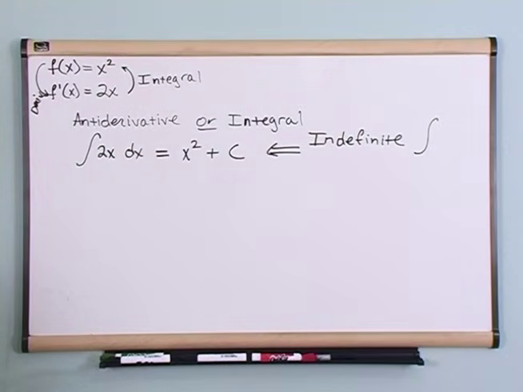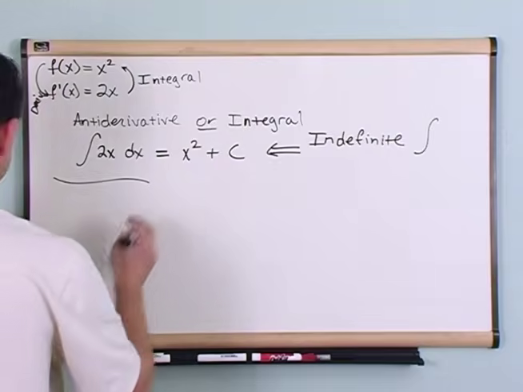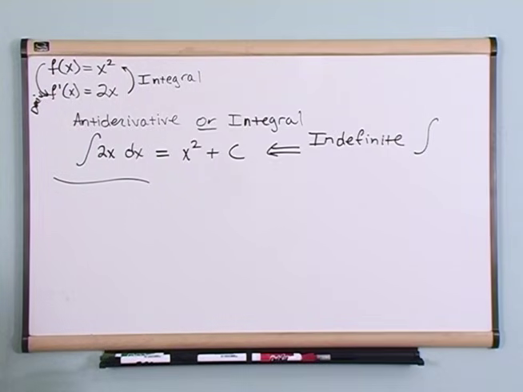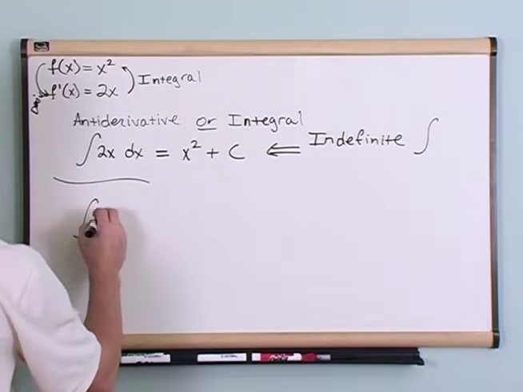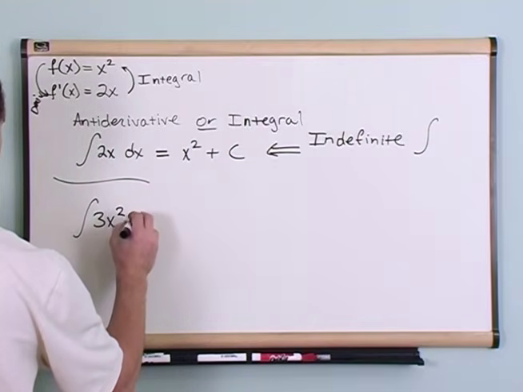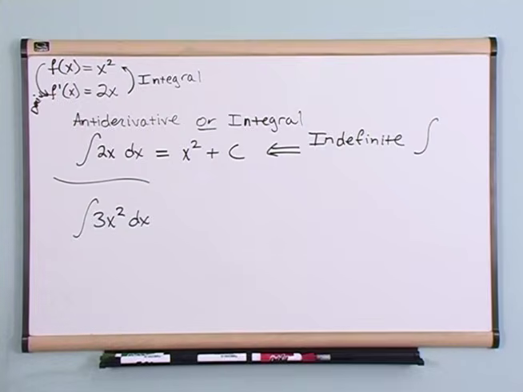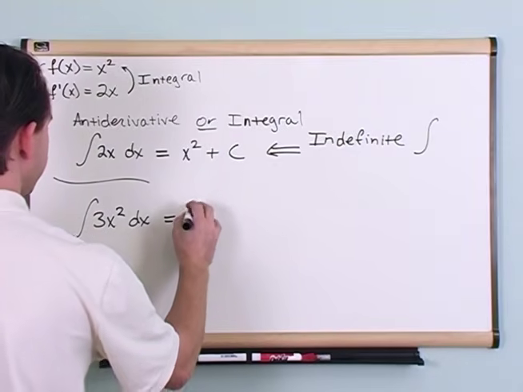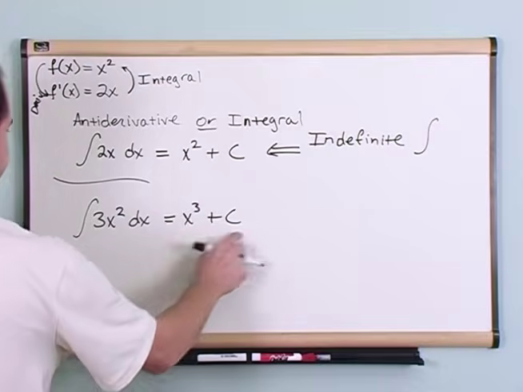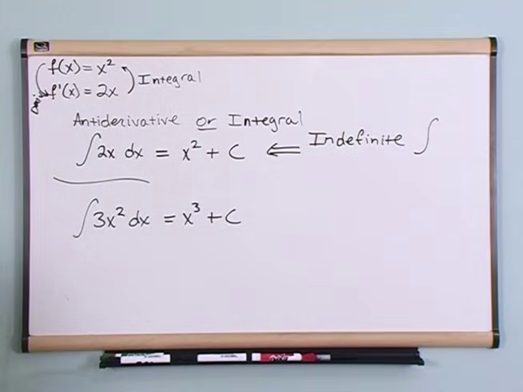Okay, let's just do one more quick example, just to make sure that you understand the concept. If I have the integral of 3x squared dx, I have not told you how to do this mechanically, so don't freak out because you don't know what the answer is. But I will tell you that the answer is x cubed plus c, this arbitrary constant. It could be anything. Okay?